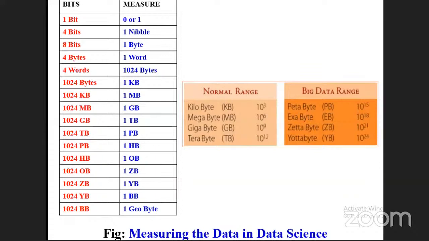If you compare the normal range, the big data range: kilobyte is 10 power 3 and gigabyte is 10 power 9. Terabyte is 10 power 12. Then in the big data range, 10 power 15 is called 1 petabyte, 10 power 18 exabyte, 10 power 21 zettabyte, 10 power 24 yottabyte, 10 power 27 1 brontobyte, 10 power 30 1 geopbyte. That is the maximum measurement of the mathematics range.